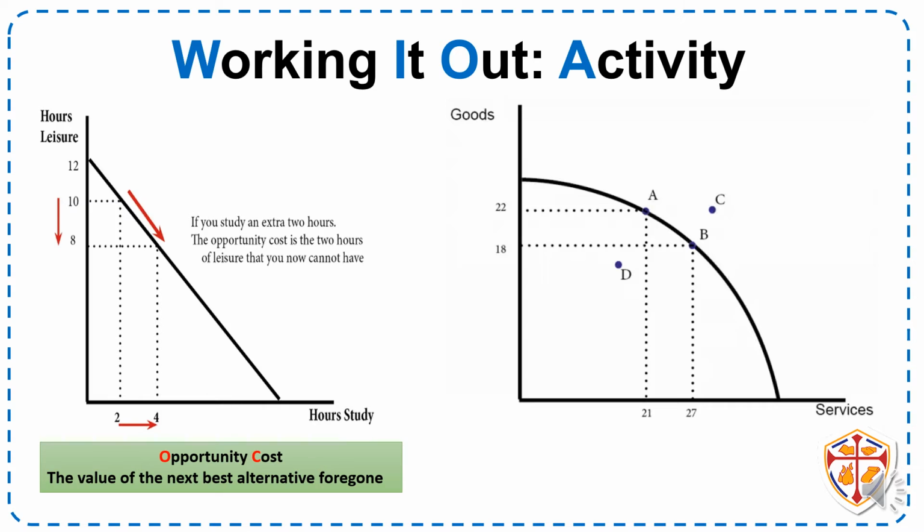Opportunity cost is what we have given up when we go from one point to another on the curve. To go from point A to point B to gain 6 more services, we would forego 4 goods.